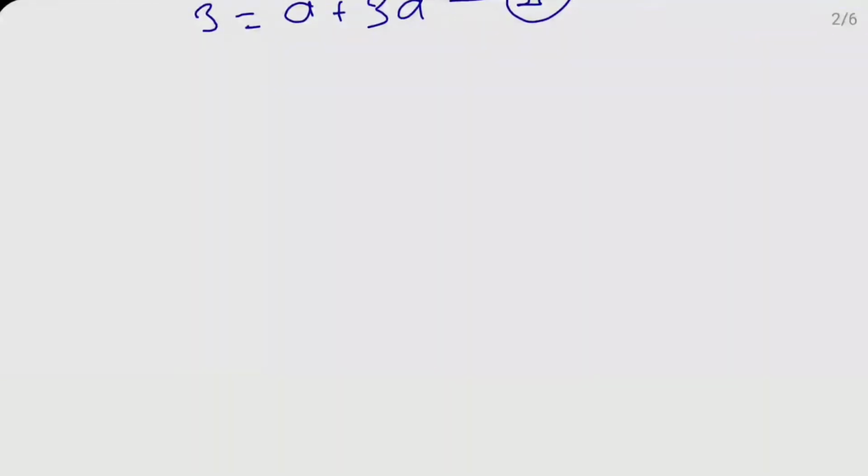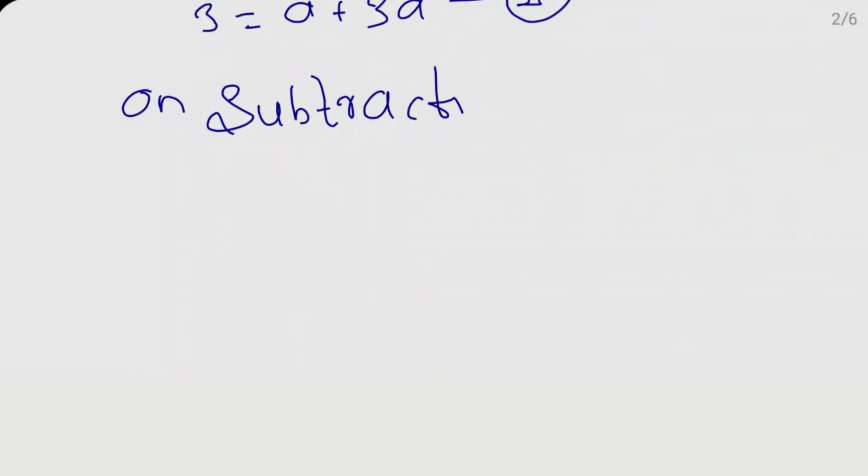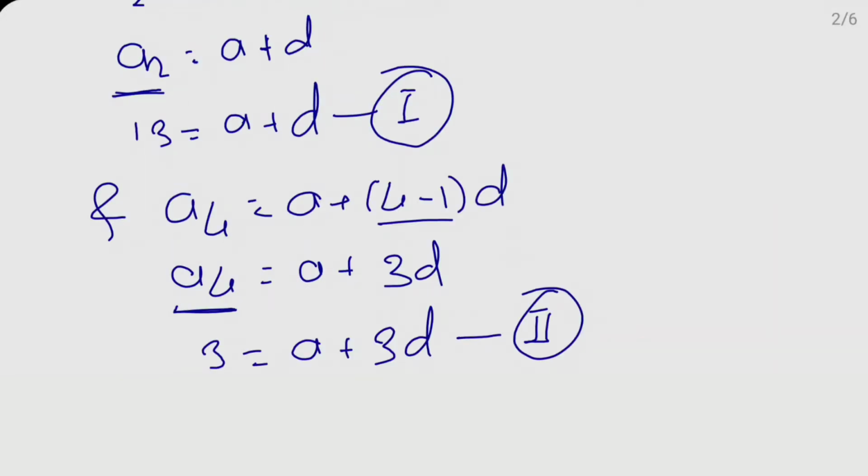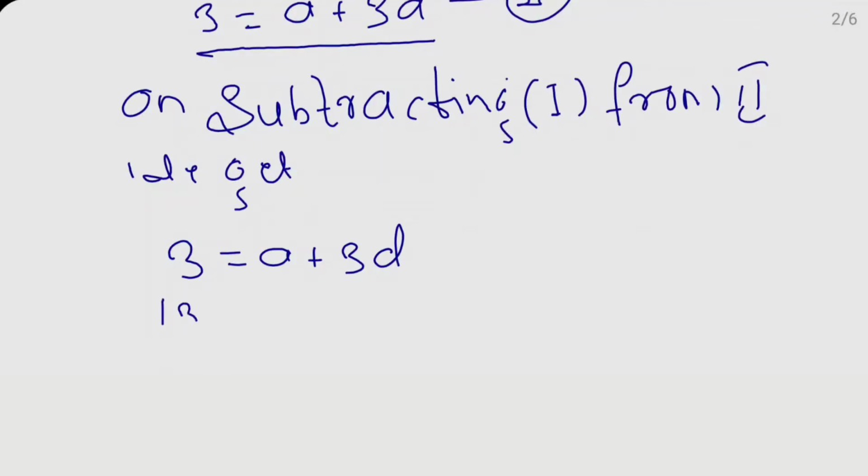And now here, on subtracting 1 from 2, we get, so what is equation 2? Look at here, 3 equal to a plus 3d. So 3 equal to a plus 3d, and equation 1 is 13 equal to a plus d. So here 13 equal to a plus d.